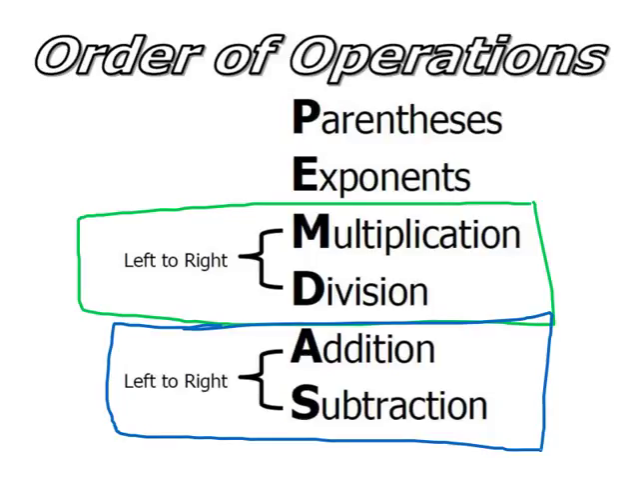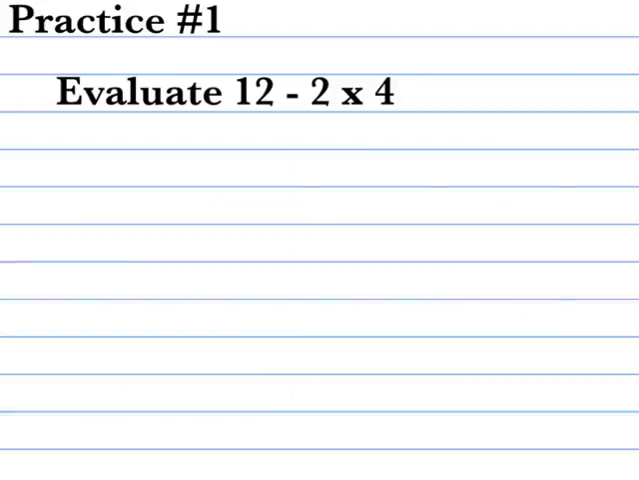Let's do a couple practice problems so we can see how this works. Our first practice problem is to evaluate 12 minus 2 times 4. So I always like to write the word PEMDAS near where I'm working so that I can remember the order I need to do things in.